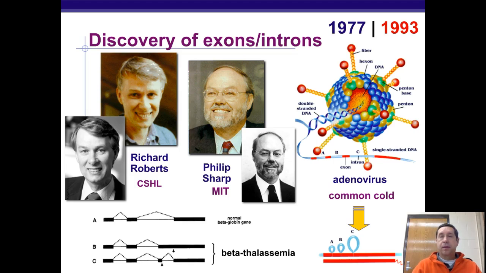So the discovery of these introns and exons was done by two different labs, two different people studying two different things. Robert's lab was studying beta thalassemia, which is a blood disease where the beta globin gene has a mutation in it. Sharp's lab at MIT was studying adenoviruses, which cause the common cold, and how their DNA is expressed as well.